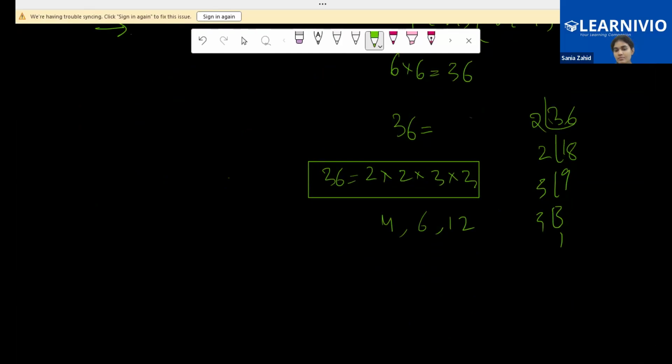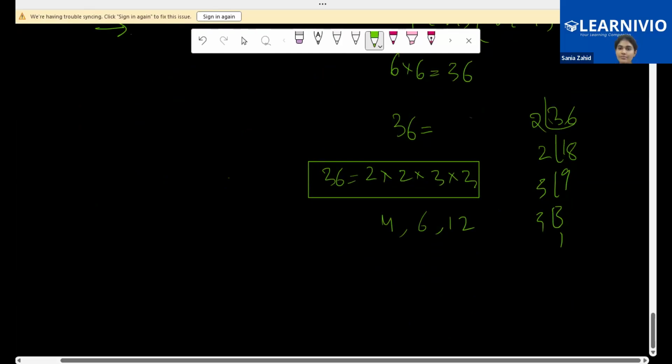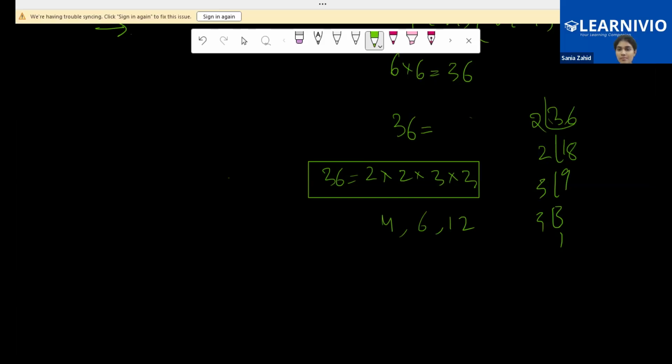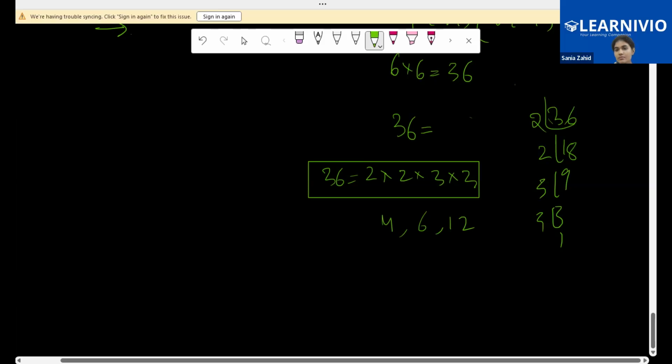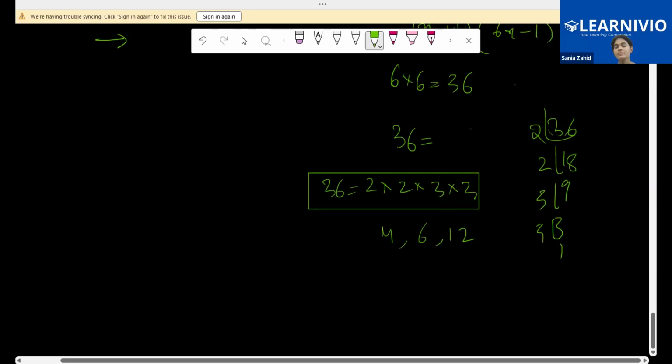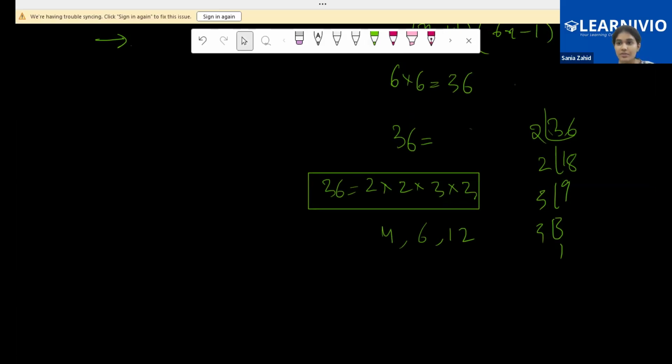4 and 6. 6 minus 4 does not give you 5. Can you take another pair? Children, please select the factors and just give me a minute.